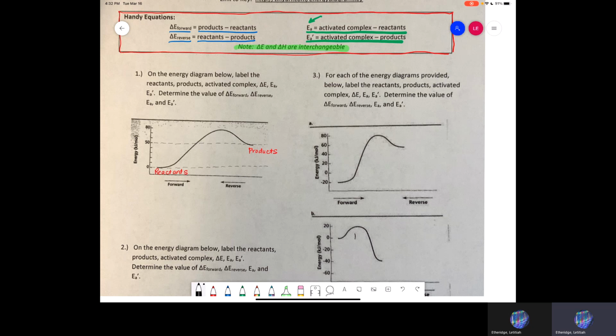The last thing you need to label is the highest point in your graph. So let's put another dotted line up here.